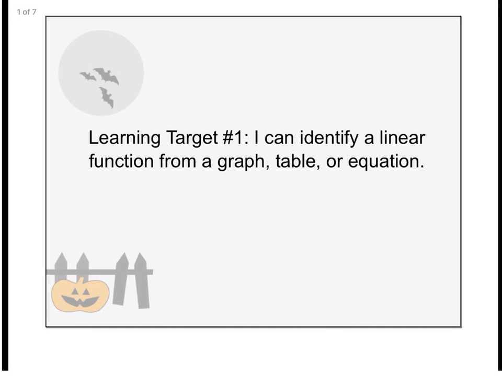Hello there! This video is on two different topics for linear functions. The first one is learning target 1, which says that I can identify a linear function from a graph, table, or equation.